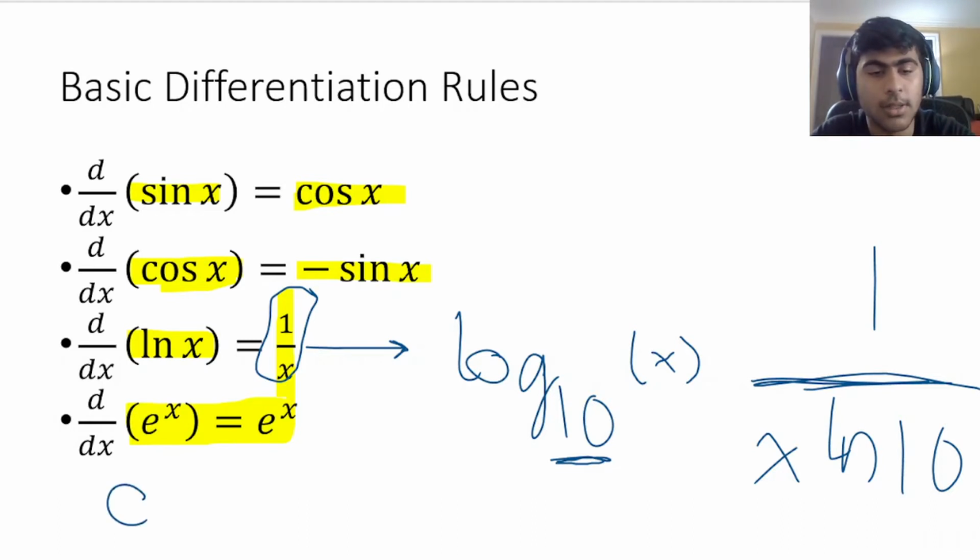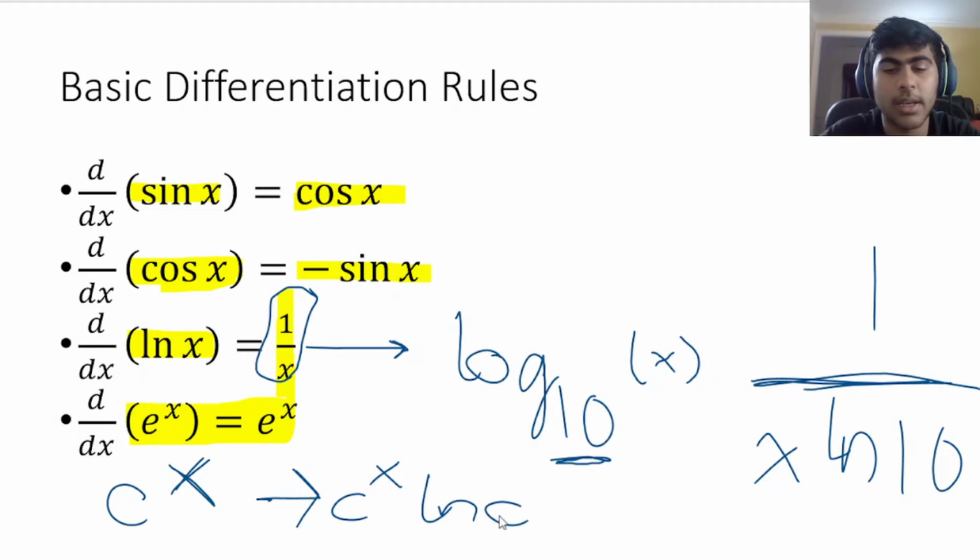So if I took a constant c, it has to be a constant, c to the x, and I want to take the derivative of that, it would be equal to c to the x times ln of c. Again, if c is e, ln of e is 1, it all simplifies and goes back to this.